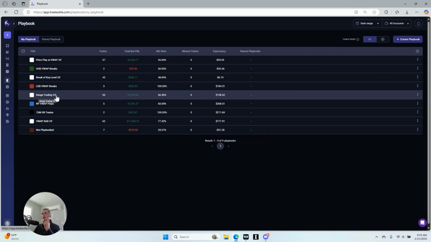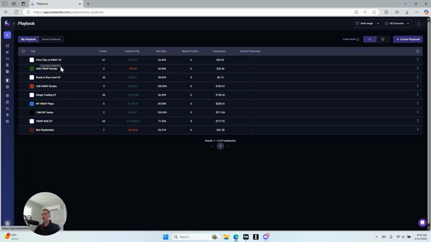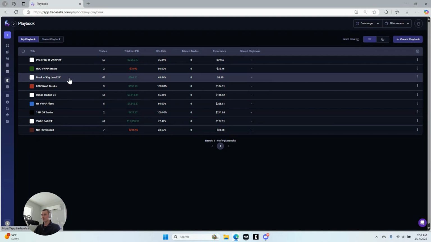So going from the playbooks, I kept the range trading and I kept the VWAP strength after the dip. I got rid of the break of key level and just tightened the rules on that setup rather than taking it out completely, because we have the potential to just break one side of New York VWAP or one side of the opening range and not go back. So I don't want to not be able to take those trades. I just had to refine the rules.